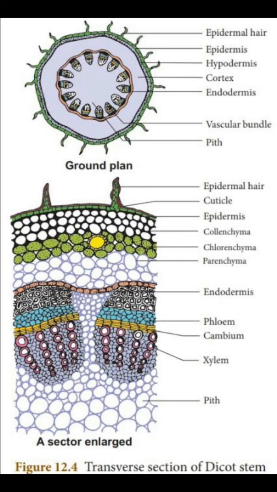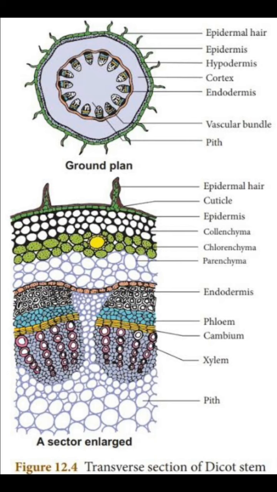Each vascular bundle is conjoint, open, and with endarch protoxylem. Open vascular bundles means that between the phloem tissue and xylem tissue, cambium is present. You can see in the structure the yellow colored structure. Phloem is blue in color here in this diagram. Xylem is present just below the phloem.